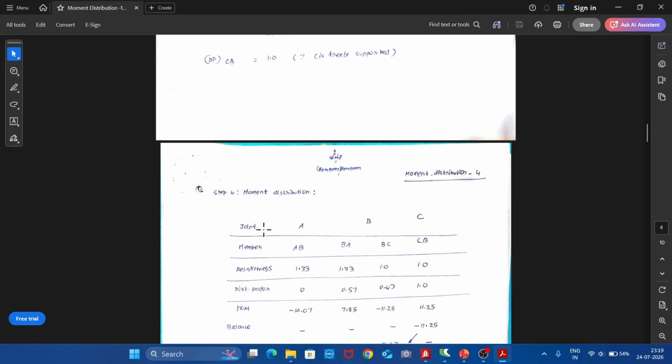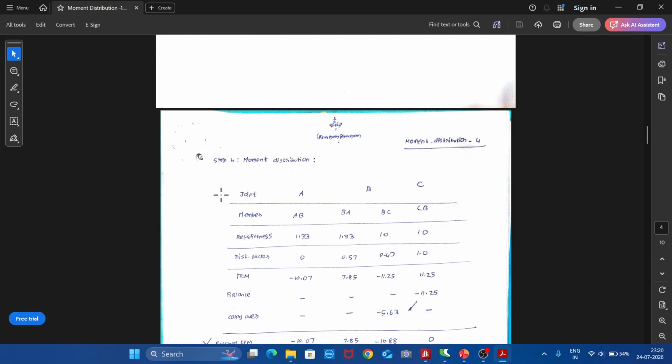So moment distribution, let us see how to do it. So first write the joints. So we have 3 joints, namely A, B and C. Then write the members. At joint A I have only one member AB, whereas at joint B, to the left side I have member BA and on the right side I have member BC. At joint C we have only one member CB. And we should write in such a way that, let's say B is a common support, on this side you write the left side member and on this side you write the right side member. For A we have only one member, then no problem, you can write below this. Similarly for C we have only one member, so write below this.